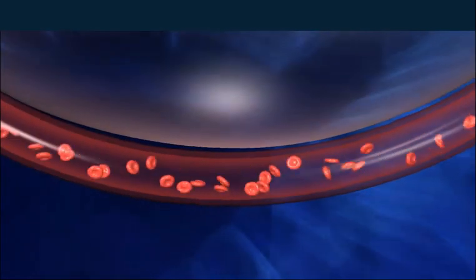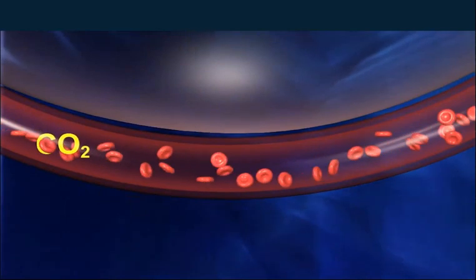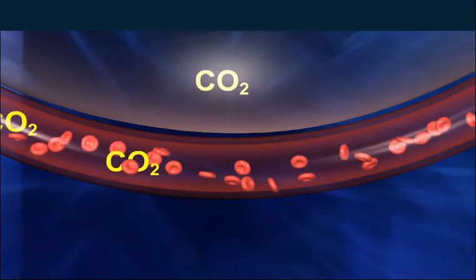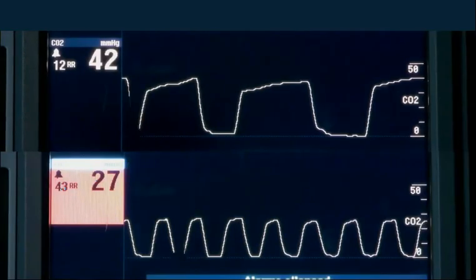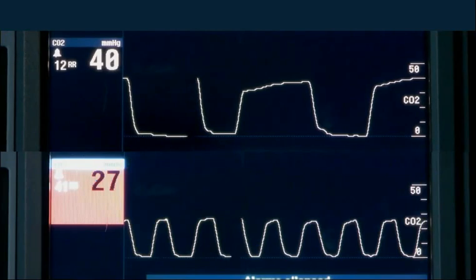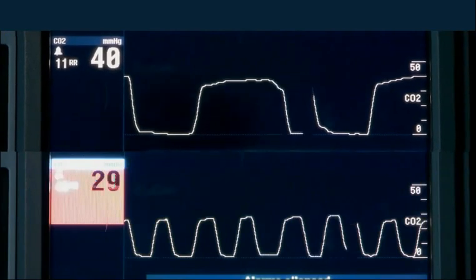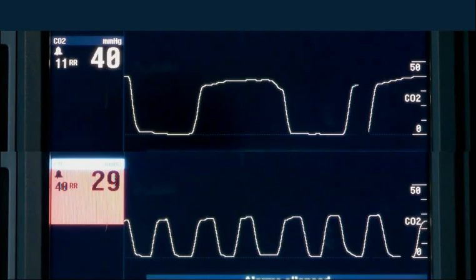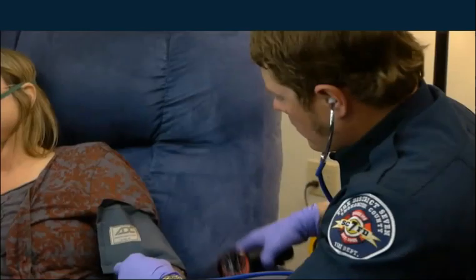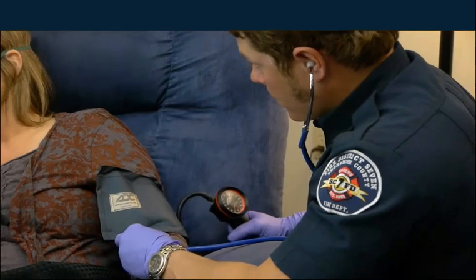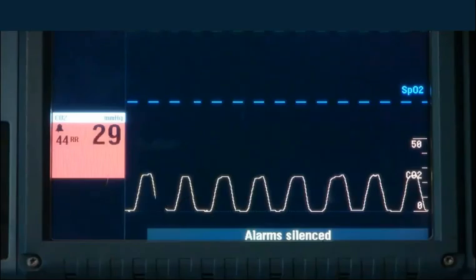As blood flow drops, the ability to return carbon dioxide to the lungs is decreased. A decreased level of carbon dioxide is indicated by a number lower than the normal range, while carbon dioxide partial pressure, or PCO2, levels remain normal or lower than the normal range. A patient with low blood pressure will have abnormally low numeric values while maintaining a normal waveform.